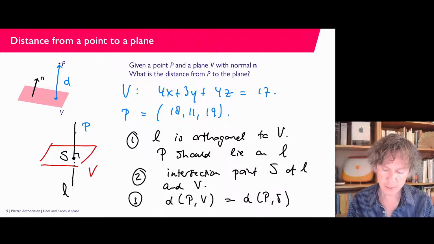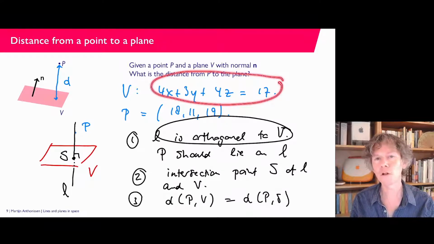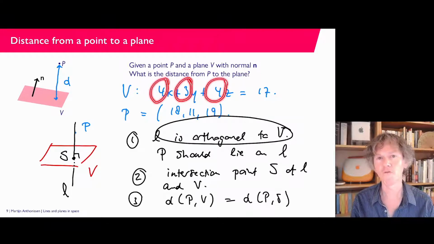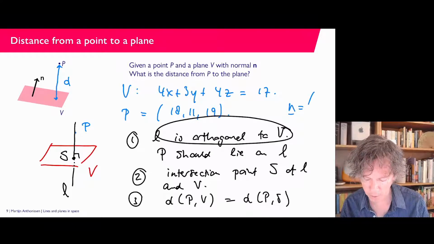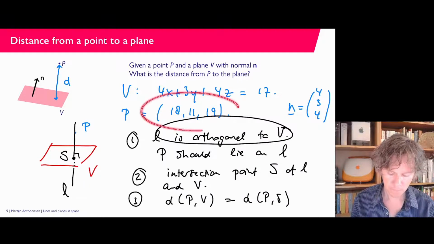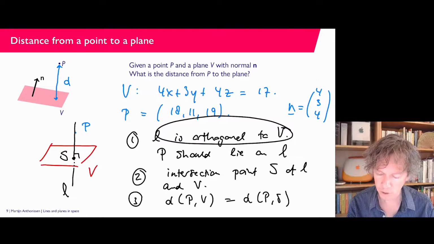So first, I need to have a line that is orthogonal to the plane. So what that means is that the direction vector should be the normal of the plane. And the normal of the plane, if you have an equation of the plane, you can immediately read off the normal vector. So it's very easy to find the normal vector. You just look at the coefficients of x, of y, and of z. So 4, 3, 4 is a normal vector of the plane. So we have that n, the normal vector of the plane, is 4, 3, and 4. And I should pick the line L as this, a point on the line, plus any multiple of this direction vector, and then I've found L. So let's go to the next slide.